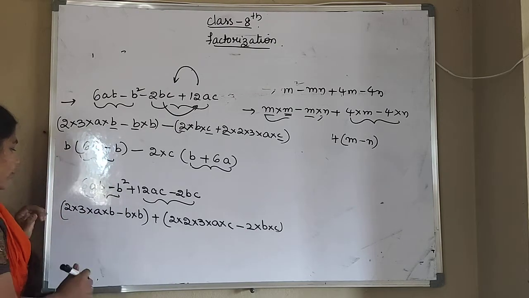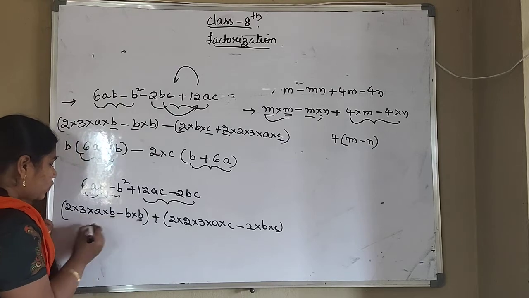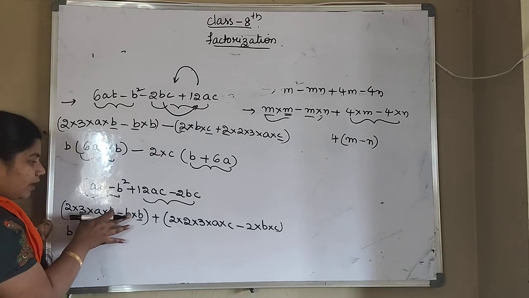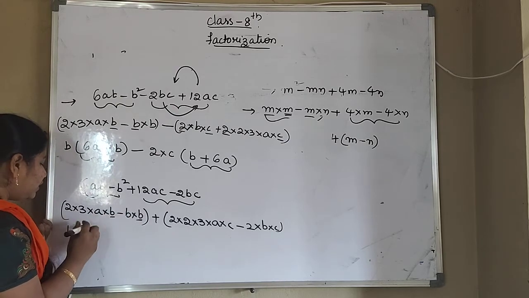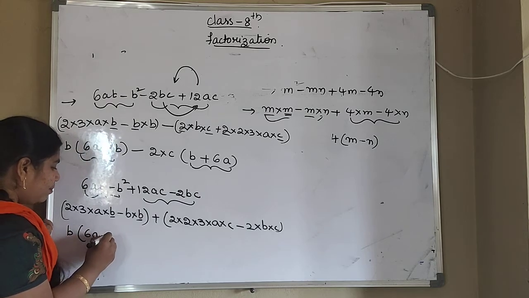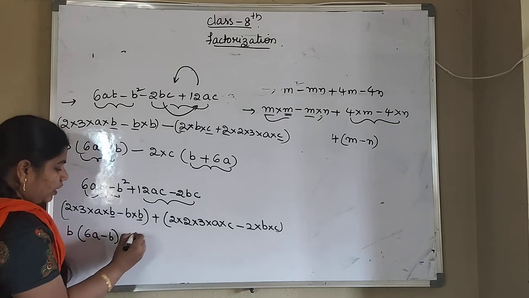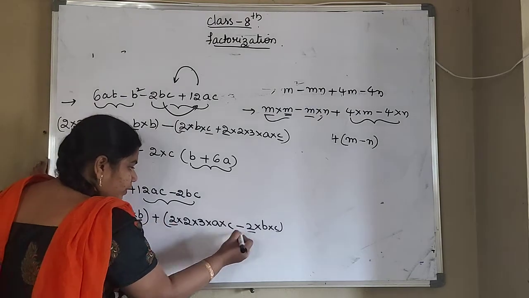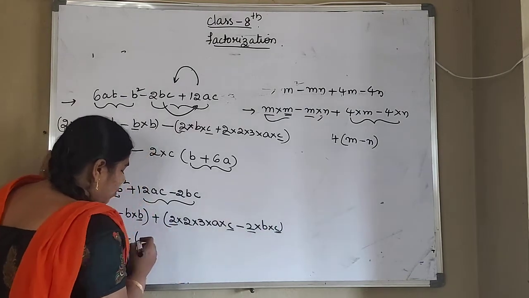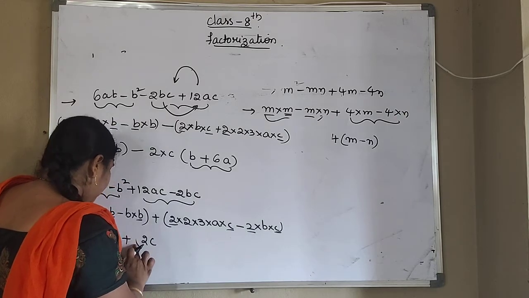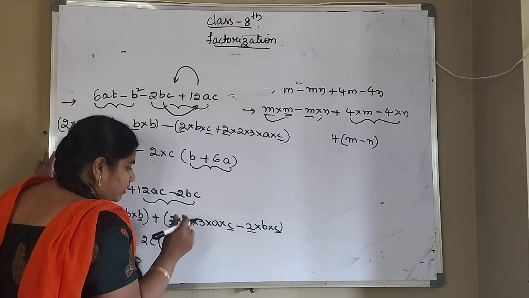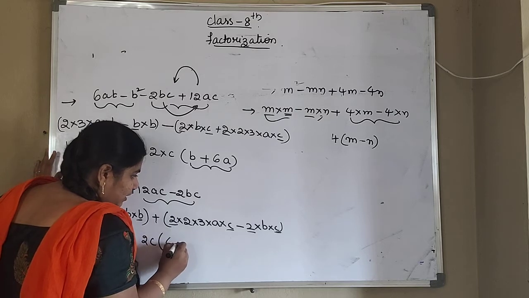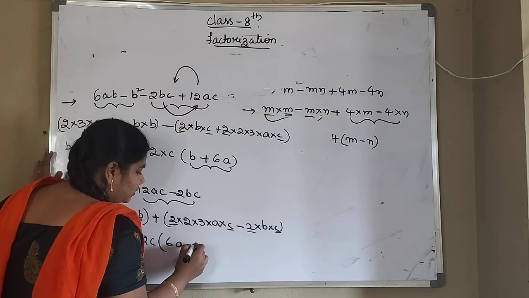Okay, so now what are the common values here? Only B is common, so take out B as common. The remaining terms you write here. 2 3s are 6A minus only 1B. Here plus is there, so plus. Here also, what is common? 2 is common and C is common. So 2C is common and the remaining terms you write in the bracket, that is 2 3s are 6A minus B.